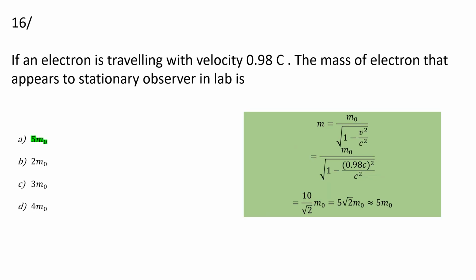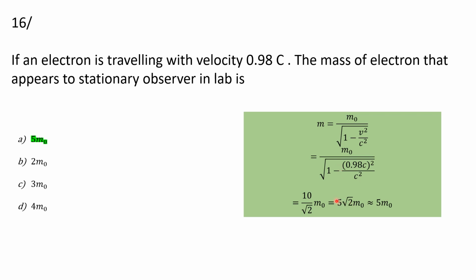Here we can see, if an electron is traveling with velocity 0.98 c, what is the mass of the electron that appears to a stationary observer in the lab? So basically this is a question of STR, and here we have to find out the mass. We know the formula, m is equal to m naught by root of 1 minus v square by c square. So by putting all the values here, we can find it as 5 root 2 m naught.